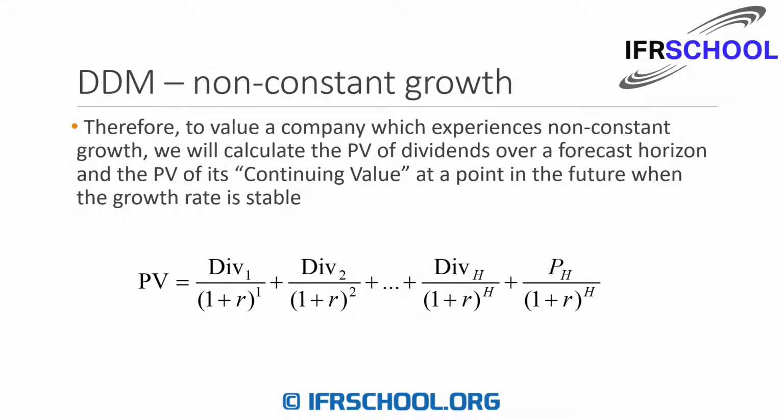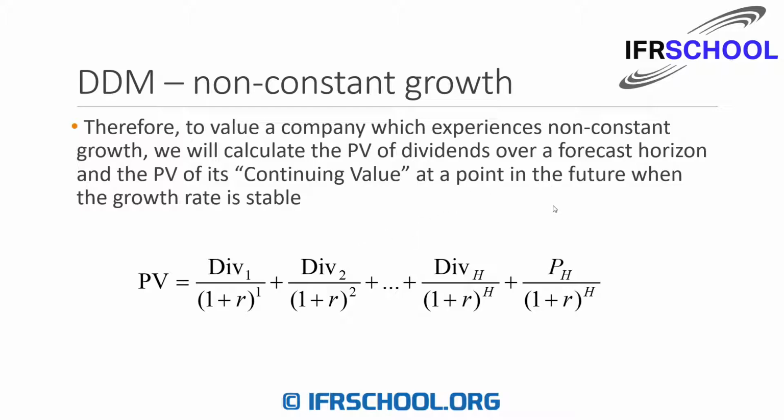This equation describes the dividend discount model for a company experiencing non-constant growth. We select a horizon up until a point in time where the company's growth rate settles down and the company reaches a steady state. We have to estimate the dividends individually for each year during the horizon period where the company is experiencing non-constant growth.